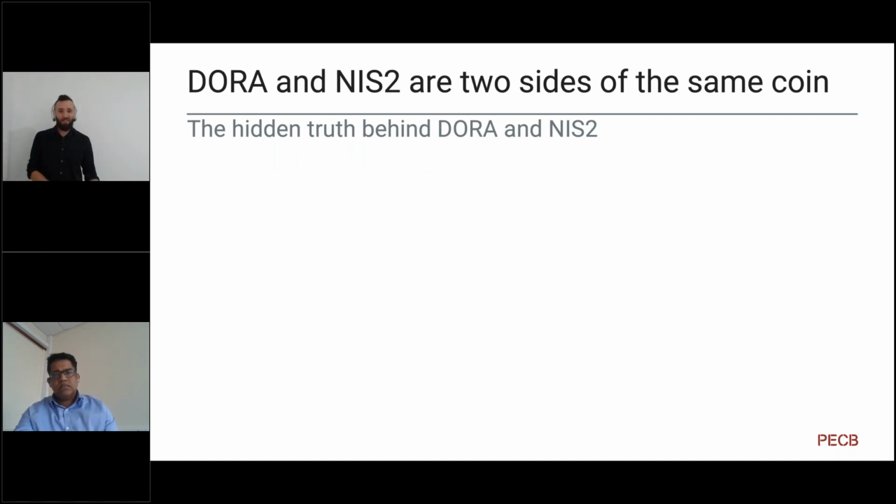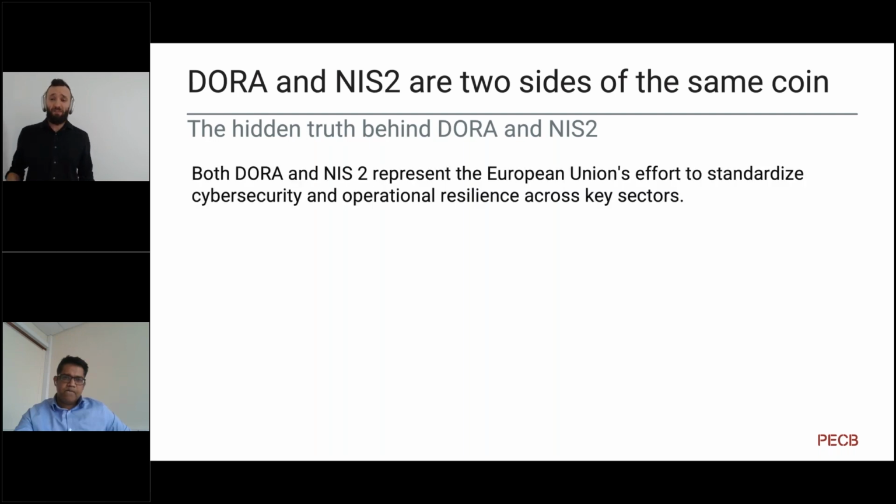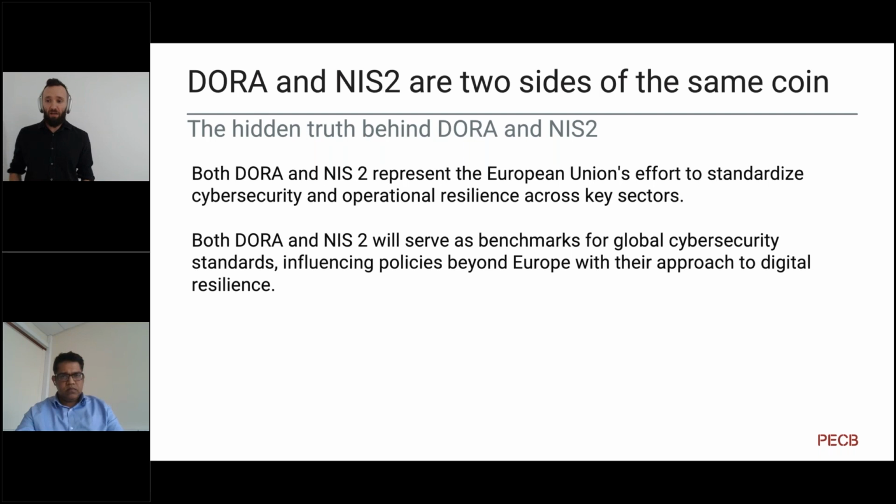Okay, last but not least: are DORA and NIS2 two sides of the same coin? Perhaps there is one hidden truth behind DORA and NIS2. Both represent the European Union's effort to standardize cybersecurity and operational resilience across key sectors. Both will serve as a benchmark for global security standards, influencing policy beyond Europe with their approach to digital resilience. We saw that with GDPR. GDPR was the world-leading data law that changed how companies work, and just as GDPR became a global gold standard for data privacy, these regulations are set to fundamentally reshape cybersecurity practice across the world. Just as GDPR revolutionized data privacy and protection standards globally, DORA and NIS2 will do the same for cybersecurity.